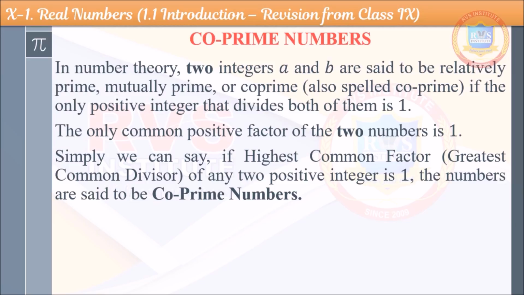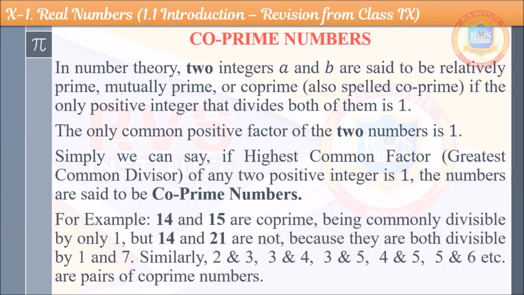It's very easy to understand. Co-prime numbers have only one common factor, that is 1. There is no factor other than 1 in the set of co-prime numbers. For example, 14 and 15 are co-prime, being commonly divisible by only 1, but 14 and 21 are not, because they are both divisible by 1 and 7. Similarly, 2 and 3, 3 and 4, 3 and 5, 4 and 5, 5 and 6, etc. are pairs of co-prime numbers.